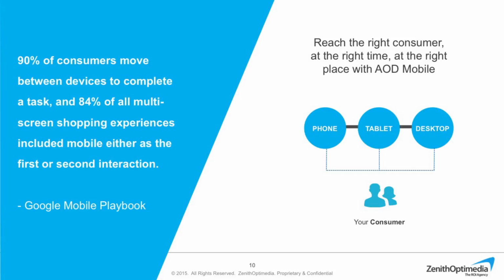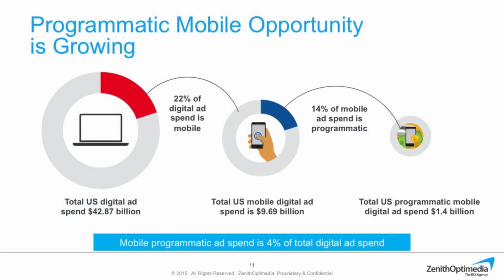There's been research that Google has done that shows that 90% of consumers actually move between devices to complete a task. And 84% of our multi-screen shopping experiences starts with mobile during the first or second interaction. So right there, it goes back to the concept of programmatic, reaching the right person at the right time in the right place. So think about your brand, think about your KPIs and your objectives of the campaigns, and whether or not you want to reach your consumer on their phone, their tablet, or maybe their mobile device versus their desktop. There's no doubt that the programmatic mobile opportunity is growing.